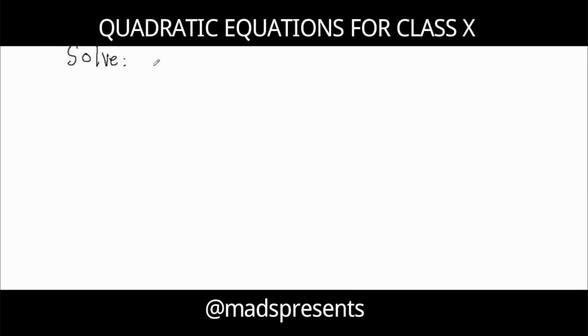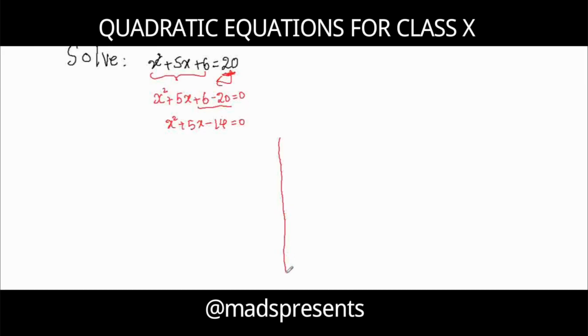Okay, x square plus 5x plus 6 is equal to 20. This question looks like, on the left side it is a quadratic equation, and the right side has some value. So what I'm doing, I'm bringing 20 inside. It looks like this: x square plus 5x plus 6 minus 20, because bringing 20 inside will become minus 20, which is equal to 0. So x square plus 5x plus 6 minus 20 will become x square plus 5x minus 14 is equal to 0. Now I am going to explain the two methods.